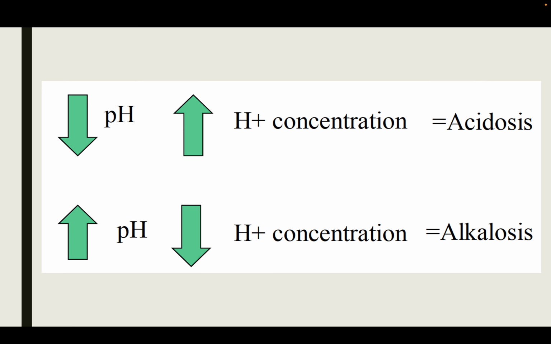The more hydrogen we have in our system, the lower our pH is going to be. So the more hydrogen, the more acidic we are, so that pH number is going to go down. And then the less hydrogen we have in our system, the less acidic we're going to be, the more alkalotic we're going to be. So when that pH rises, we're going to go into an alkalotic state.